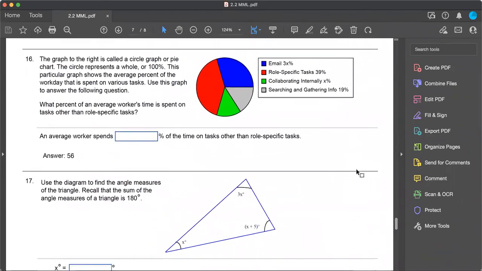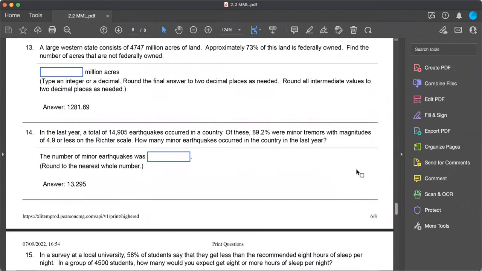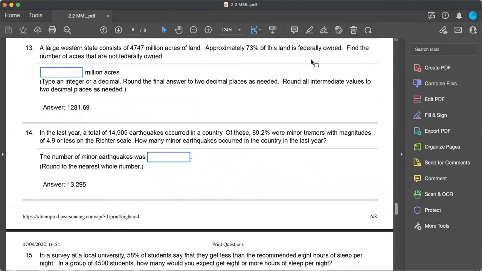This one we've already seen, but now they're giving us percents. Good, like number 15. In a survey at a local university, 58% of students said that they get less than the recommended 8 hours of sleep per night. Out of 4,500 students, how many get 8 or more hours of sleep per night? So you need to know how to get 58% of a number and whether they're asking for the 58% or the 42%. Good? Okay, so let's just talk about percents.